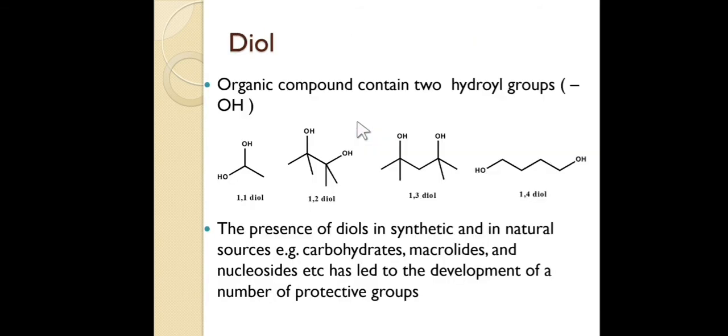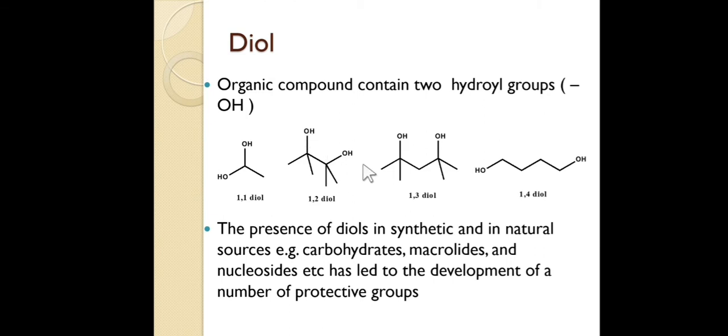So friends, in this lecture we are going to use two OH groups, that is diols. The compound containing two hydroxyl groups is called a diol. There are a number of diols in organic chemistry. So there are 1,1 diols, 1,2 diols, 1,3 diols and 1,4 diols. So 1,1, 1,2 and 1,3, this is the number of carbons which separates the two OH groups.